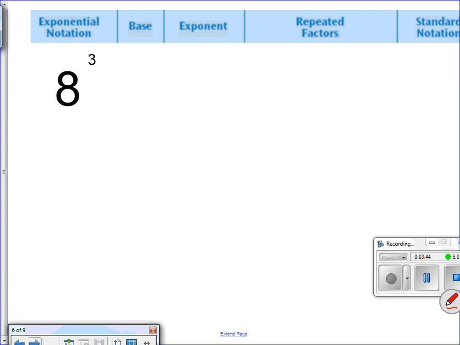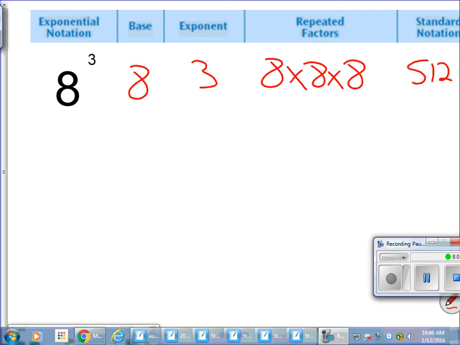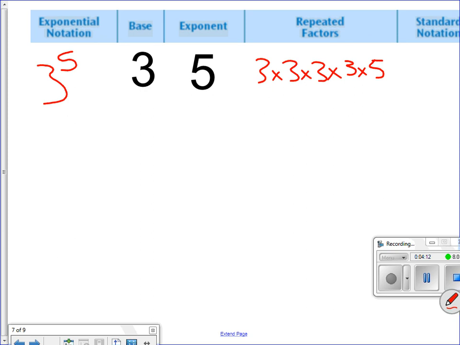My base number is 8. My exponent is 3. That means my repeated factors, I have 8 times 8 times 8. My standard notation is 512. All right. My base number is 3. My exponent is 5. I think I already solved the same exact problem. Once again, I'm going to go 3 times 3 times 3 times 3 times, oops, not times 5, times 3.